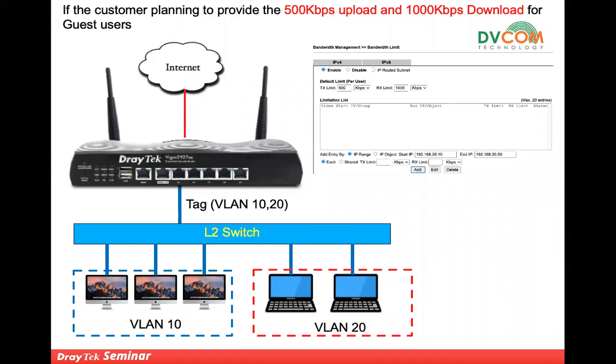They are going to get it as a download, you can call it RX. It will be 1000 kbps, which means 1 MB. For the upload, they are going to get only 500 kbps, so that I can restrict. Based on this feature, whoever is working in my office can get the complete bandwidth, but whoever comes as a guest will have limited bandwidth. So this is one of the best features that I can configure in the DRETEC router.